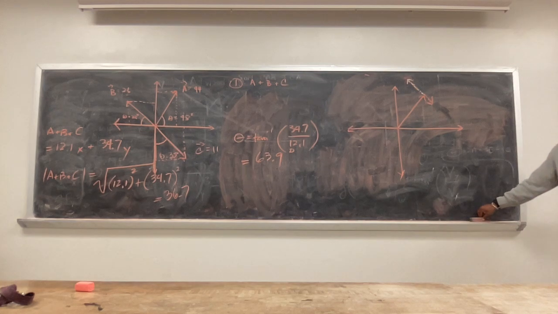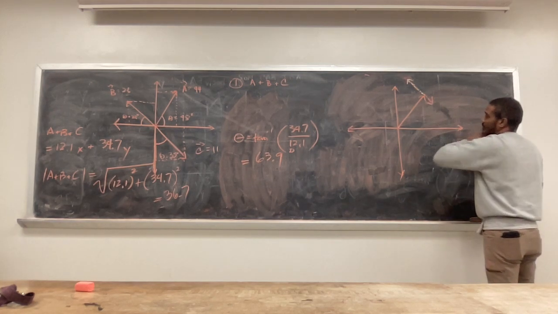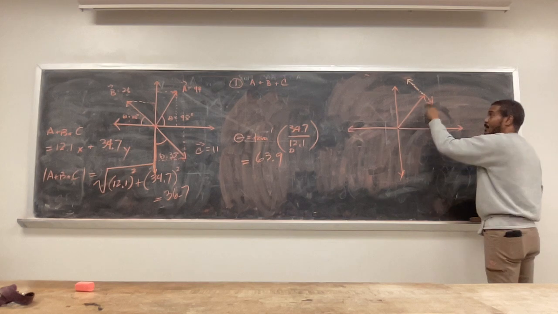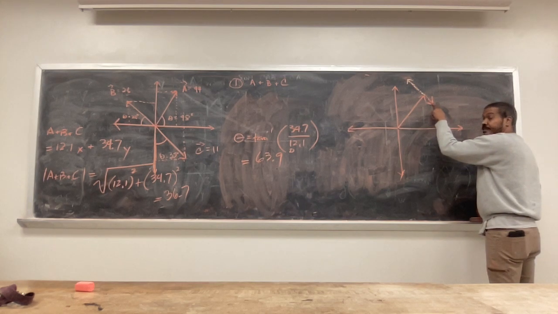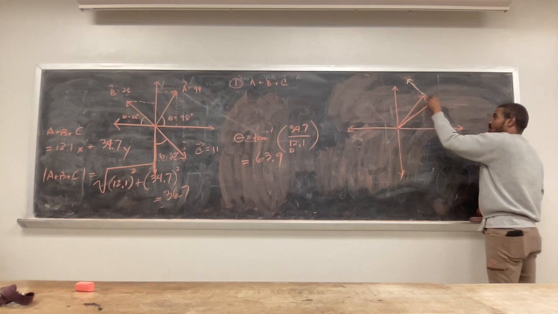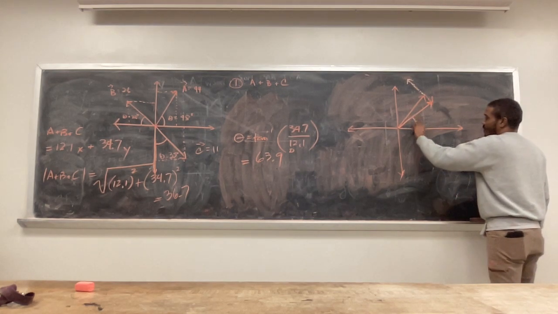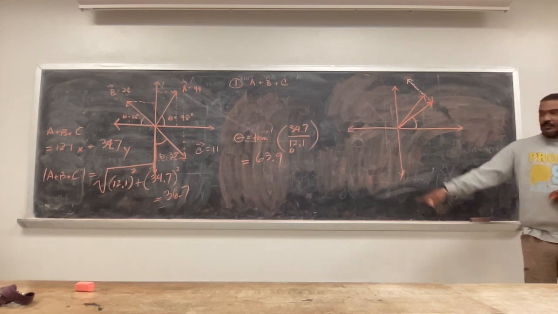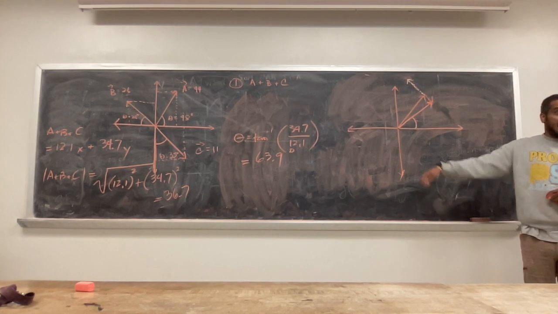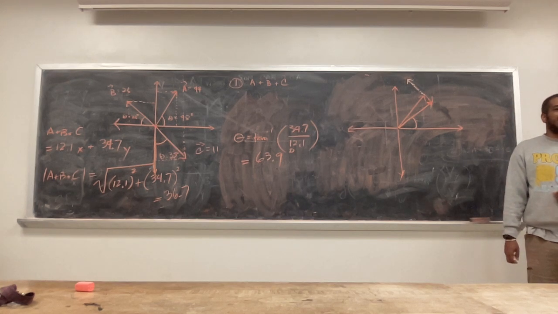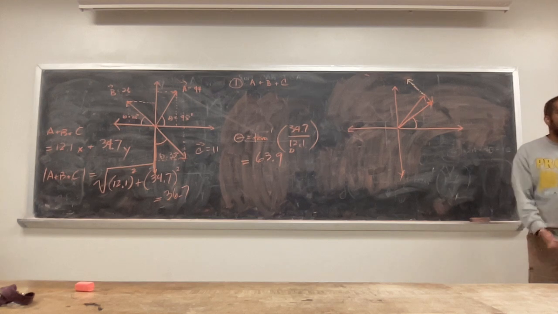And so now if I connect the origin, the tail of the first vector, to the tip of the last vector, then I get my resultant. That's my resultant vector. And so that means this angle right here is what? 63.9, the one we just calculated using the component method.